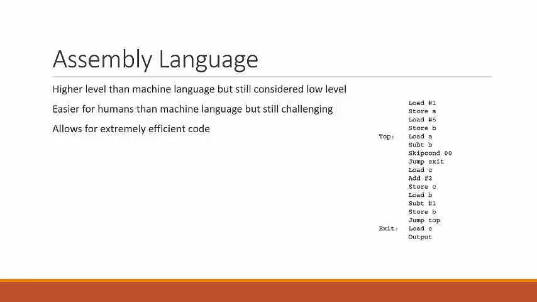However, there's not a big jump from assembly down to machine code, which means that code written in assembly tends to be very, very efficient. It can run very fast.